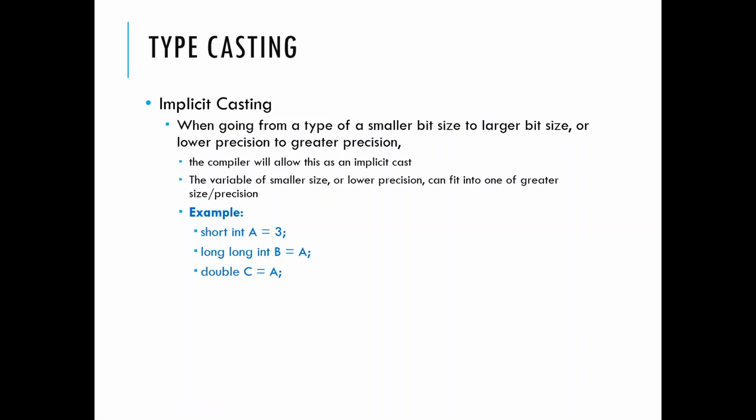I can make it a long because I'm increasing the amount of precision that I have. The size of the number I can represent is actually bigger than it was before. Or I could just cast it to being a double. Why? Because I don't lose precision again.